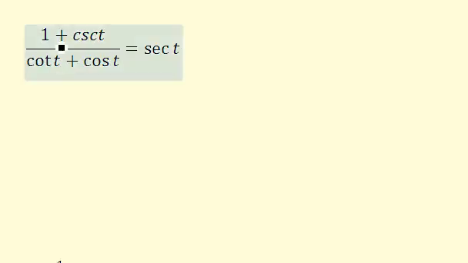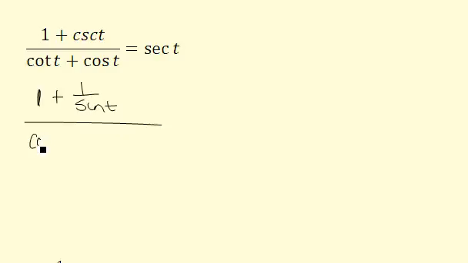We are asked to verify the following identity. (1 + cosecant t) divided by (cotangent t + cosine t) is equal to secant t. In order to solve this problem, we will write these down as their reciprocal relationships, or (1 + 1/sine t), all divided by (cosine t/sine t + cosine t).